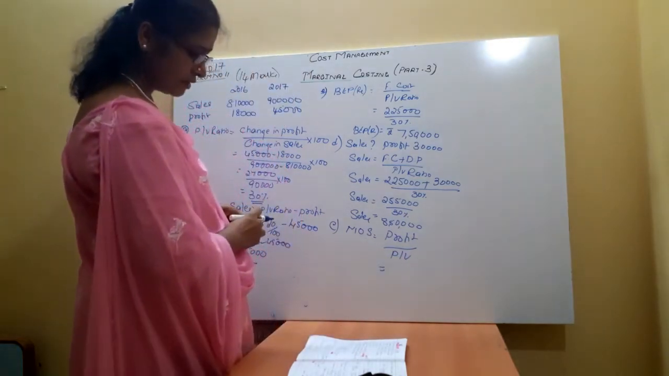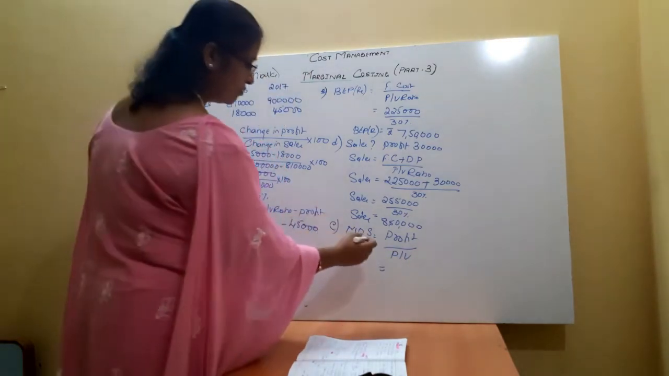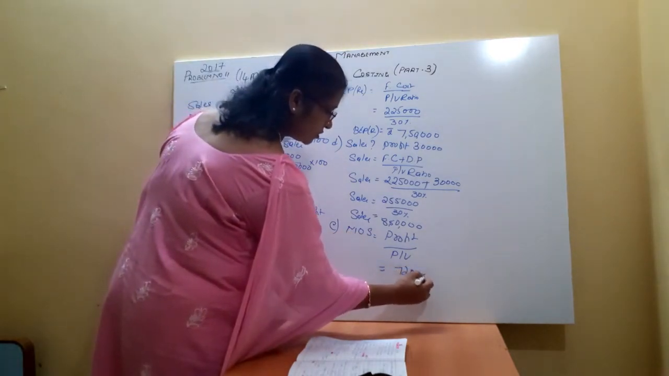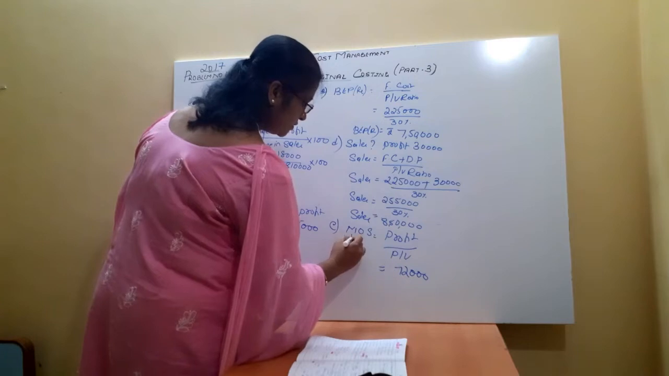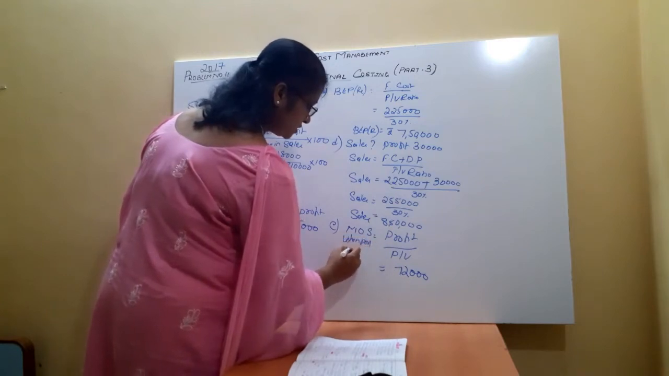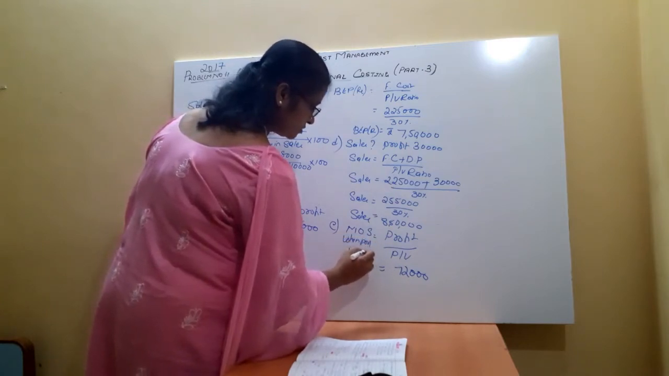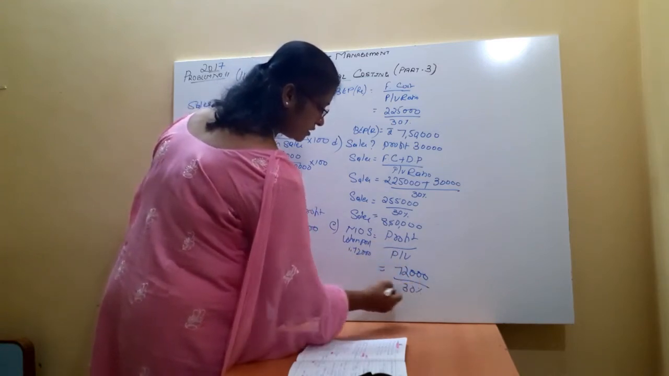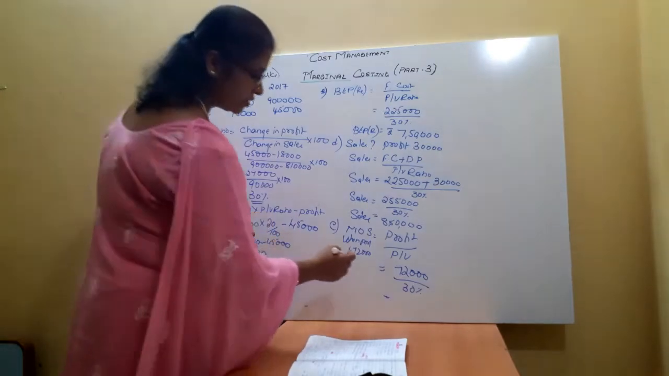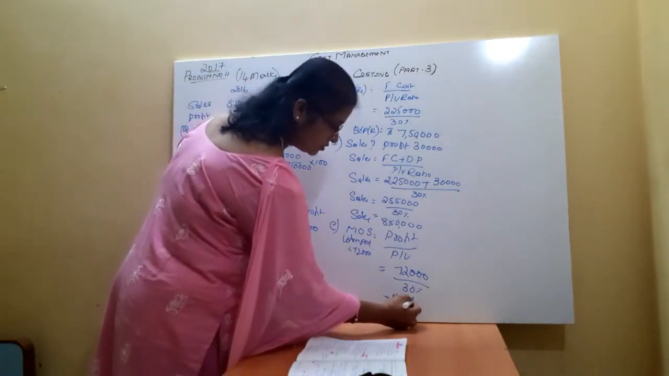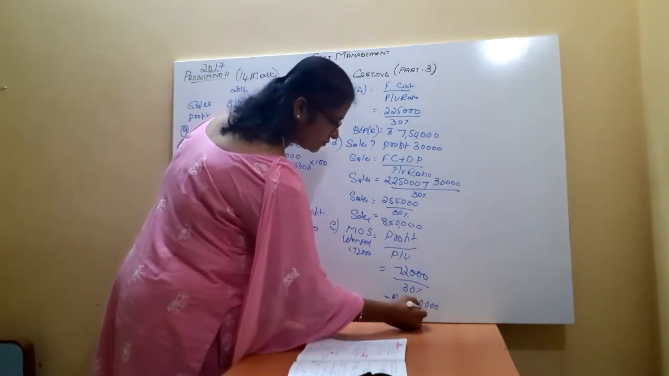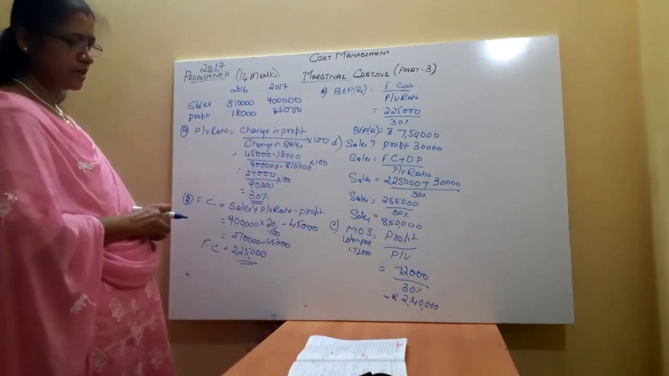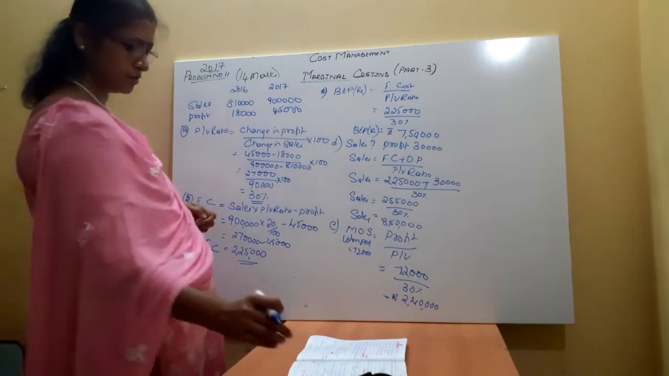Then E, they have asked you to calculate the margin of safety, MOS, profit divided by PV ratio. So they have asked you to calculate the MOS when the profit is 72,000. So profit, we have to take it as 72,000. PV ratio is 30%. So you get the answer as rupees 2,40,000. So your margin of safety is 2,40,000 when the profit is given as 72,000.